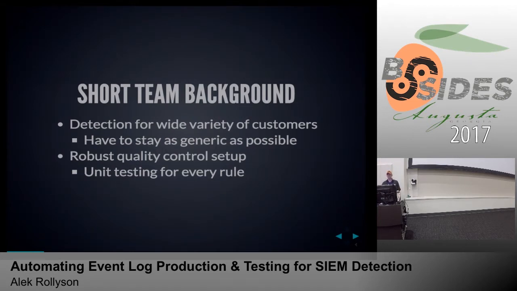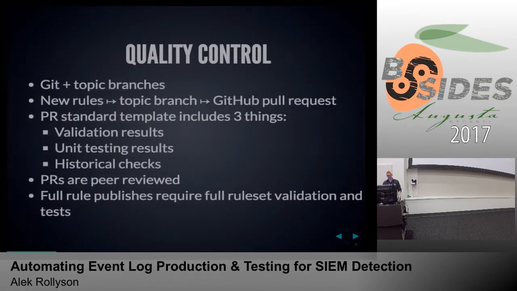What that also means is we have to have a really robust quality control setup. At the core of that means unit testing for every single rule we put out. I'm going to talk a little bit more about our quality control here in a second. But this is really the core of why this talk was important, at least to me. Because when we go to create a rule, I have to be confident the rule is going to hit on what I think it's going to hit on, which means we need to be able to generate events that represent what it would look like in real life.